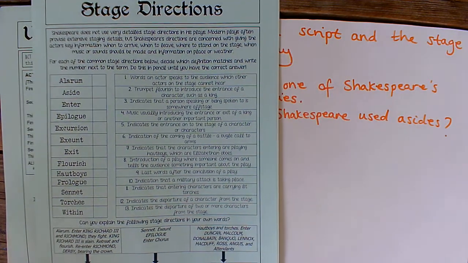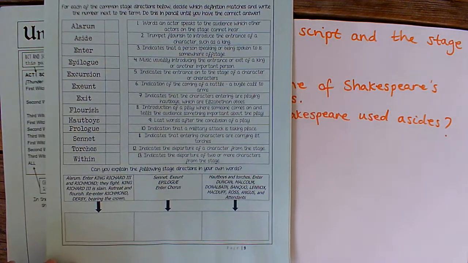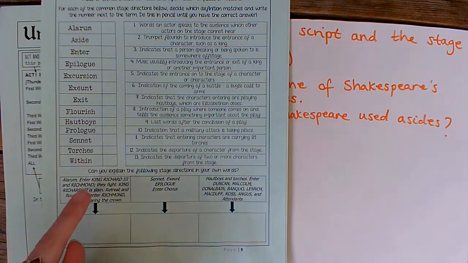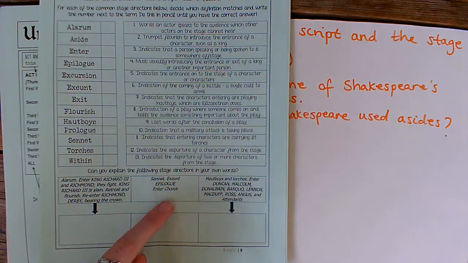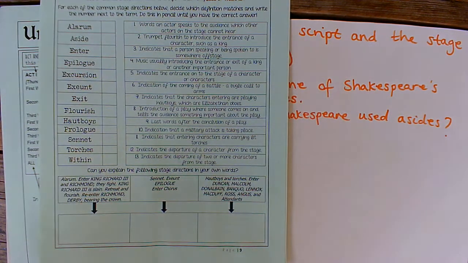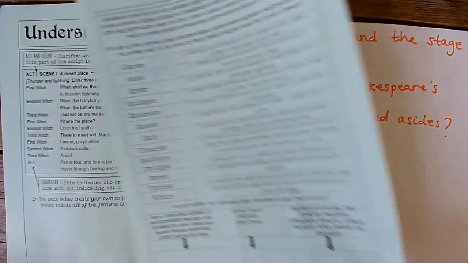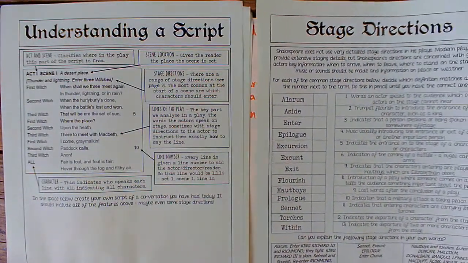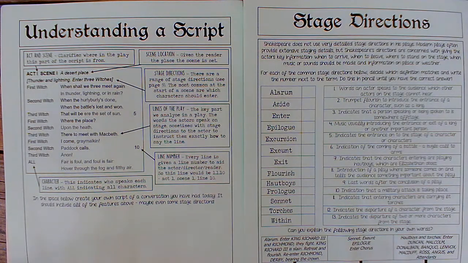Okay? So, then finally, once you've done that, can you explain in your own words what these stage directions mean? Okay? So you're just almost translating these stage directions based on what you've learnt here. Okay, and then you can snap a picture of these 2 pages and email them to your class teacher.